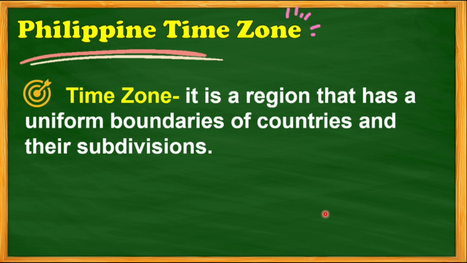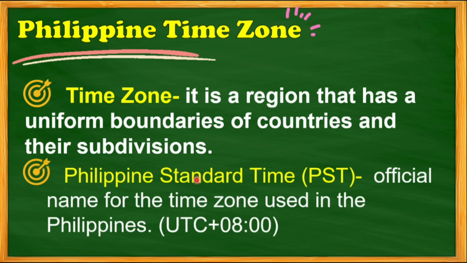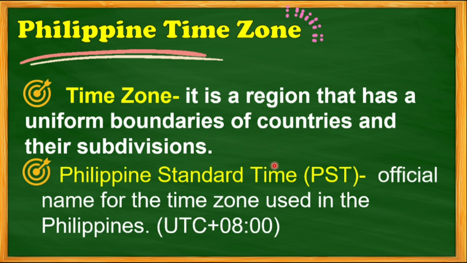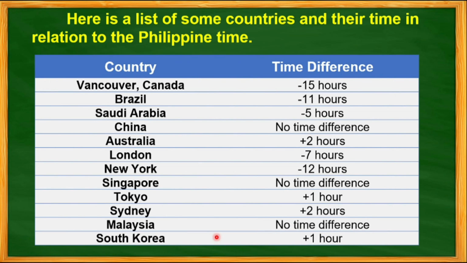Then for the Philippine time zone, a time zone is a region that has uniform standard time and its subdivisions. Philippine Standard Time or PST is the official name for the time zone used in the Philippines. Here is the list of some countries and their time in relation to Philippine time. These are the countries and these are the time differences.